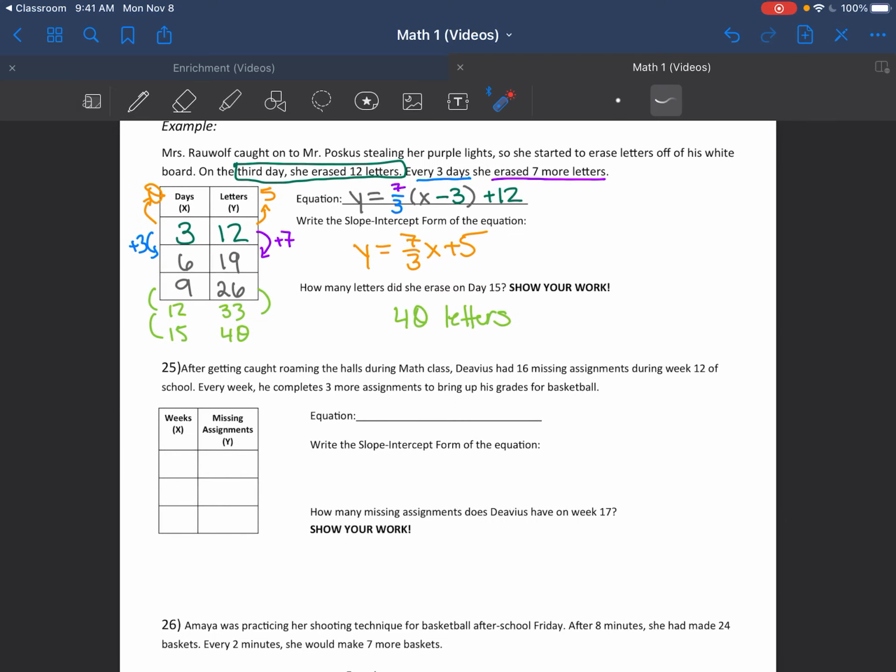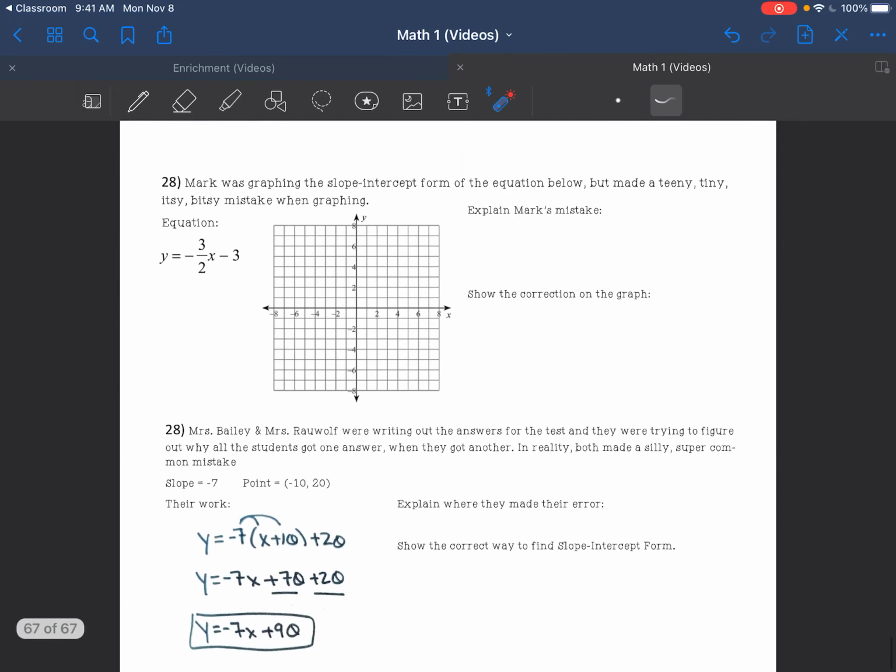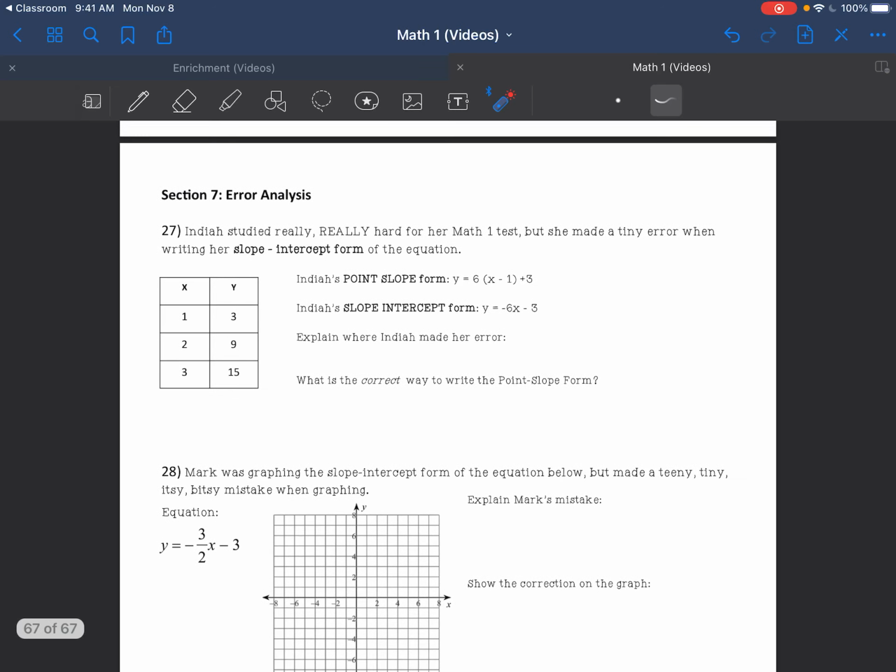Okay, and you are going to do 25 and 26. 27, 28, 29, good gravy, there's always one. You guys are going to do those on your own. They're finding the mistake, okay?